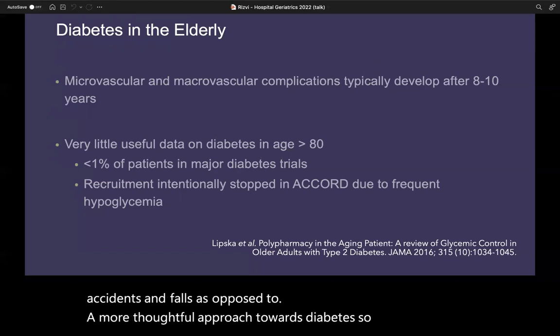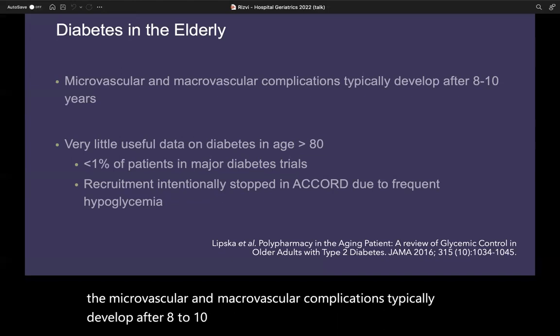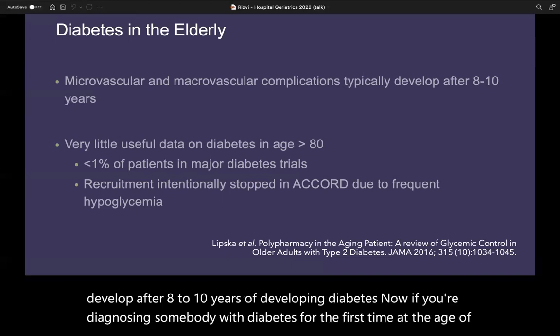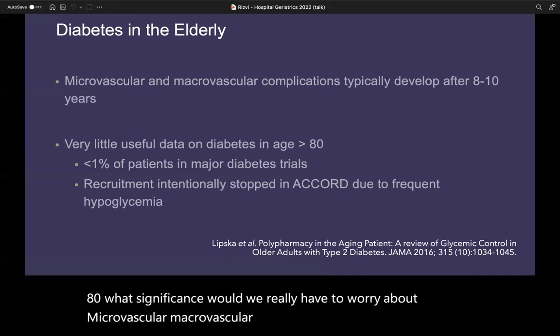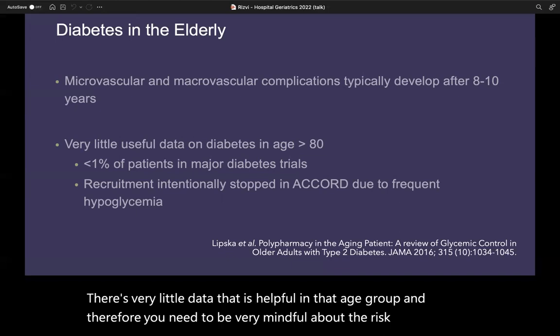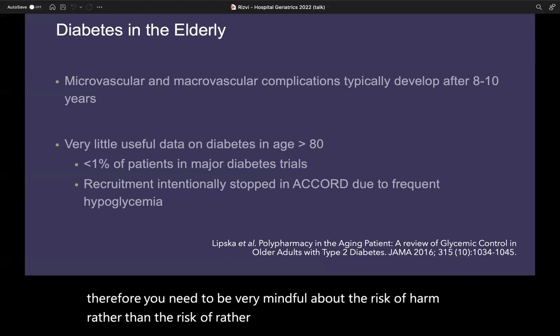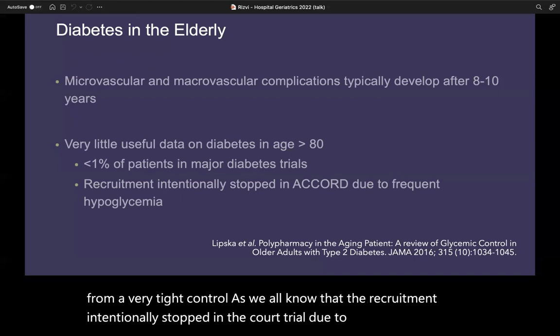As we know, the microvascular and macrovascular complications typically develop after 8 to 10 years of having diabetes. Now, if you're diagnosing somebody with diabetes for the first time at the age of 80, how much do we really have to worry about microvascular and macrovascular complications at that point? There's very little data that is helpful in that age group, and therefore you need to be very mindful about the risk of harm rather than any benefits that may come from very tight control. As we all know, recruitment was intentionally stopped in the ACCORD trial due to frequent hypoglycemic events.